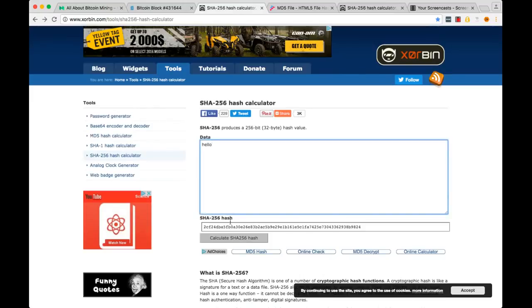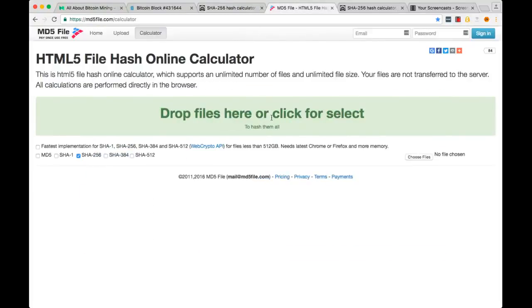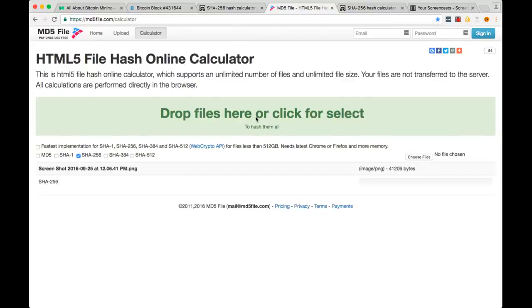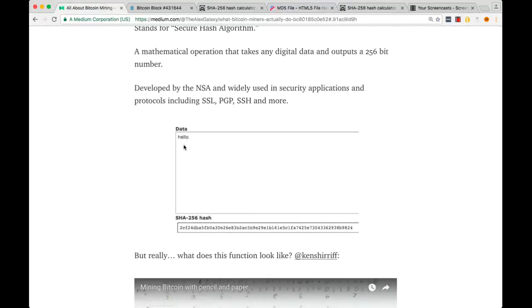Here we go. Hash hello. Calculate the hash. There it is. If we add one digit here, this hash is going to completely change. We can also hash files. So here's another website that allows you to hash files. I'll drag a screenshot in here, and this screenshot outputs this hash. So this is pretty cool because it allows us to verify that the data has or has not changed. We know the hash of hello or any file is blah blah blah blah.